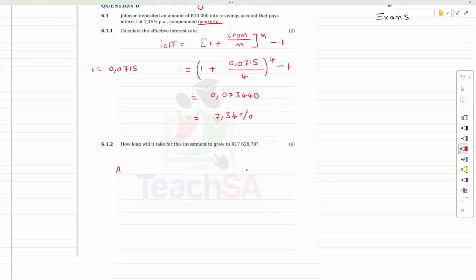So let's start. A equals 17,628.78. P equals 10,000. I equals 7.15% divided by 4, and n is unknown. The interest is 7.15% divided by 4, and that's 0.017875.